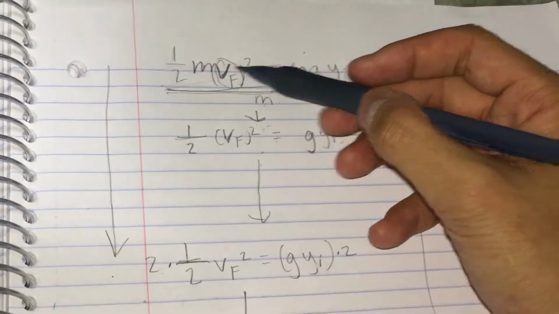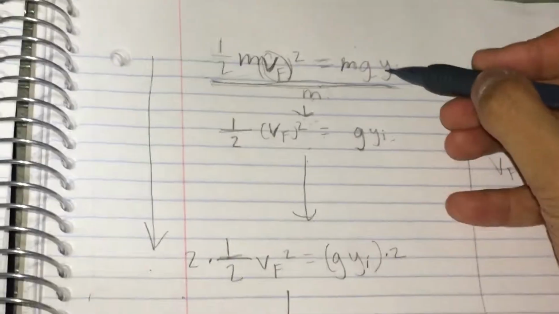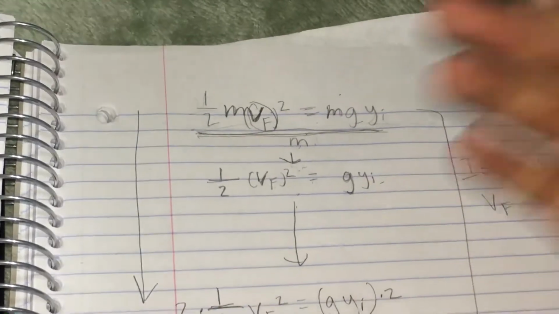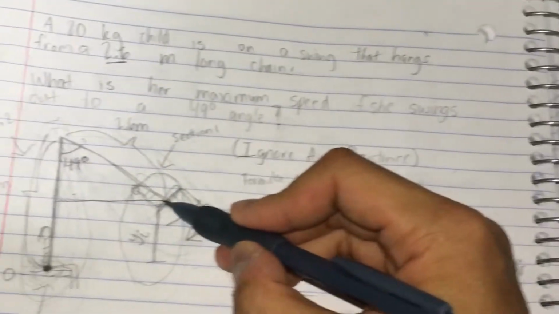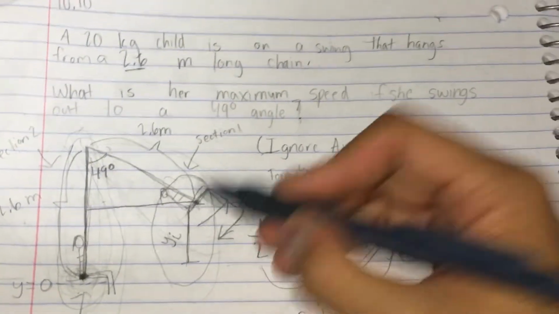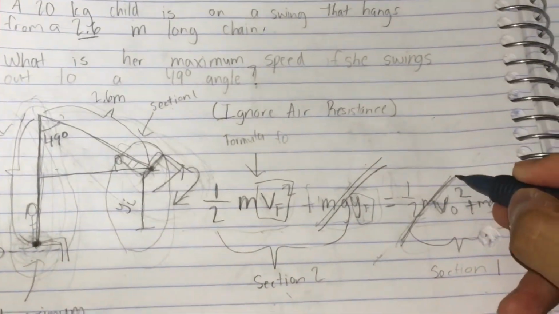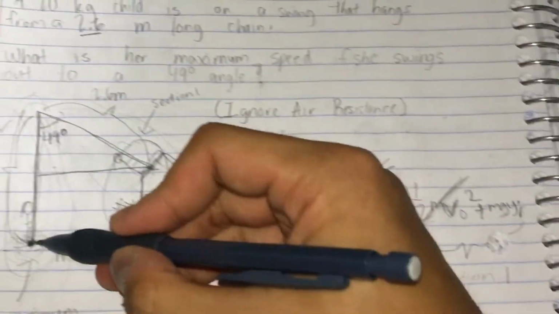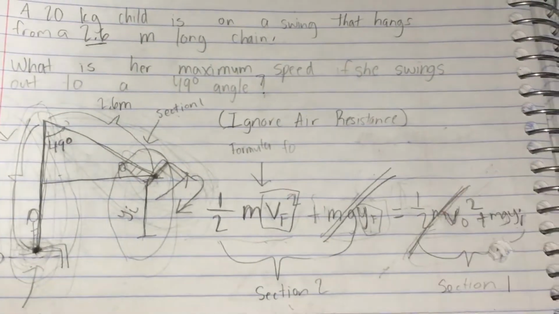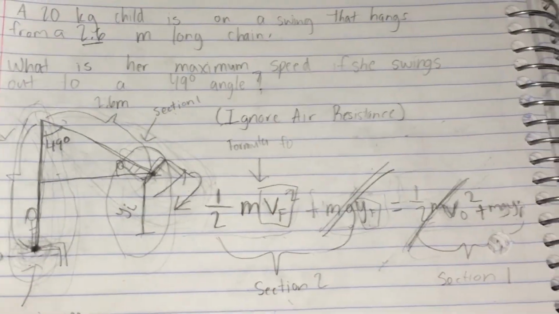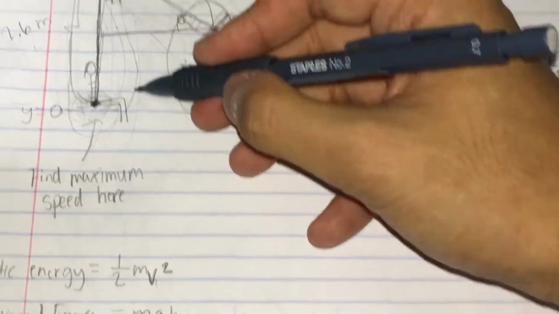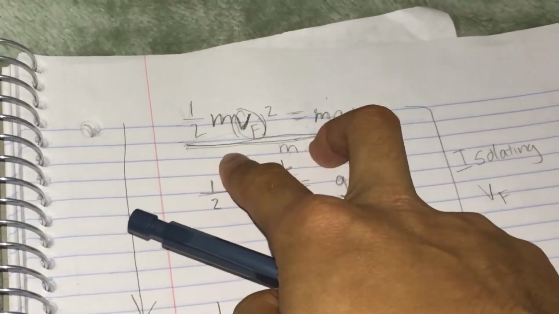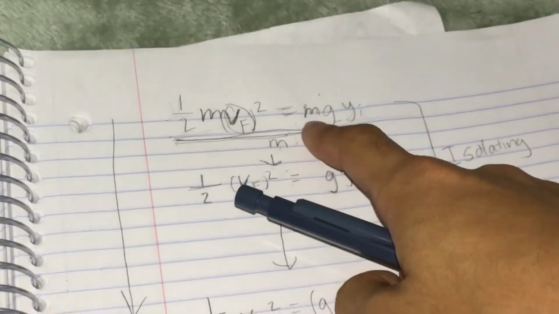So it's saying that the initial gravitational energy formula is equal to the final kinetic energy formula. This makes sense because it's all gravity here and there's no kinetic energy at section 1. And since there's no height for the final position, there will be no gravitational energy, since height isn't involved here.